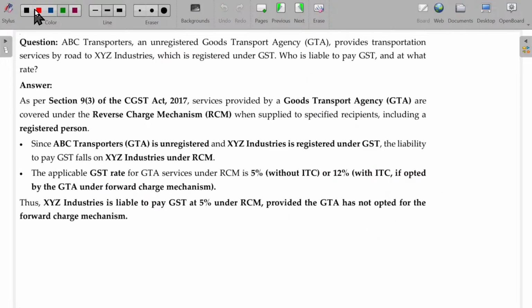Now, ABC Transporters, an unregistered Goods Transport Agency, ABC being the GTA provider, provides transportation services by road to XYZ Industries. ABC is not a registered person, and the recipient is a registered person. Who is liable to pay the GST and at what rate?